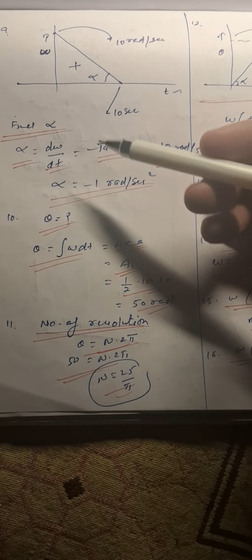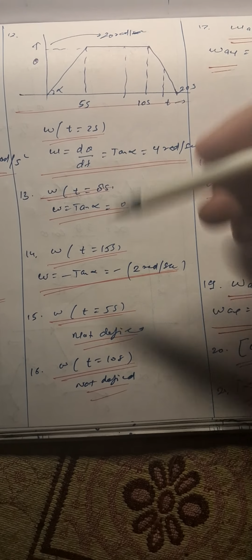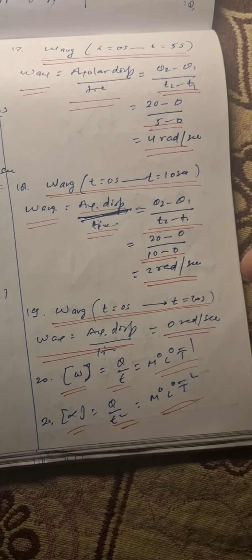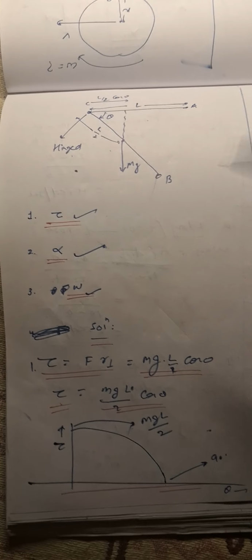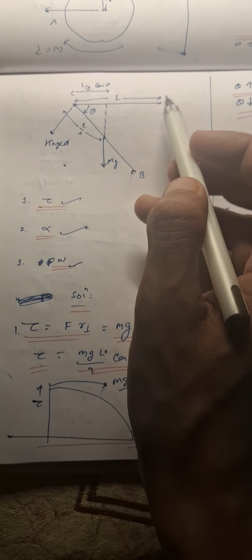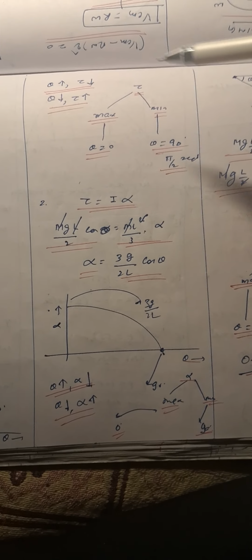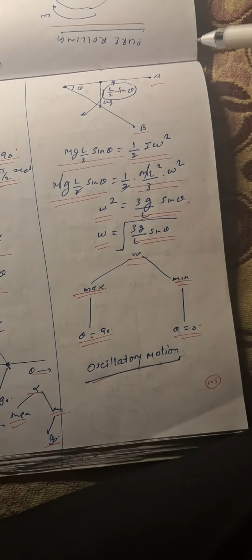Then we have some omega-t graph, their analysis, calculations of theta, number of revolutions, graphical analysis of omega at different points. Then omega average, omega instantaneous, dimension, unit. Then we have a problem based on a rod, it's released from horizontal position. We need to calculate torque, alpha, omega as shown over here. Graphical analysis. Then maximum minimum value, calculation of alpha, impact of theta on alpha. Then another question based on omega, maxima minima, resulting motion will be oscillatory.